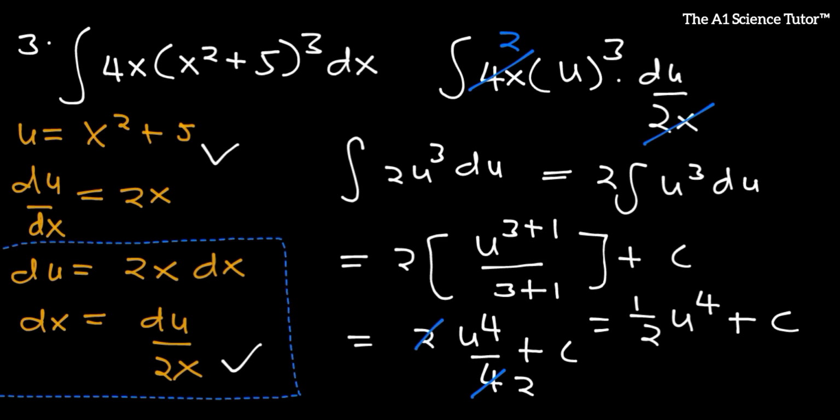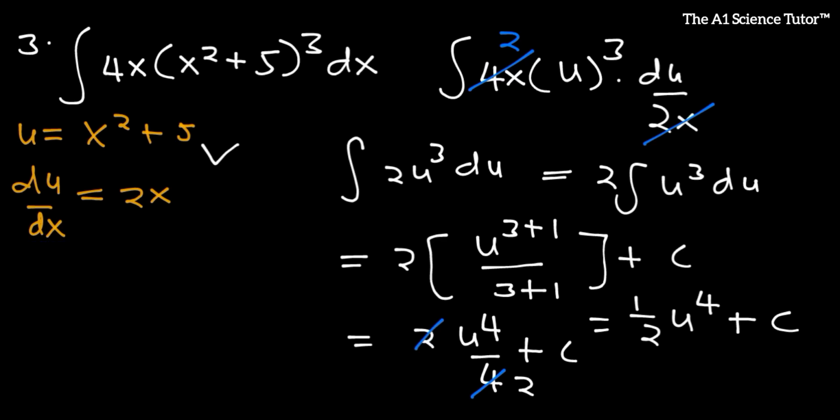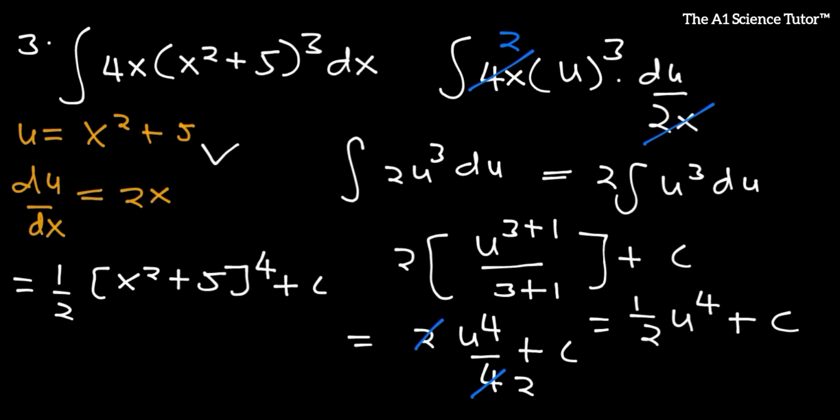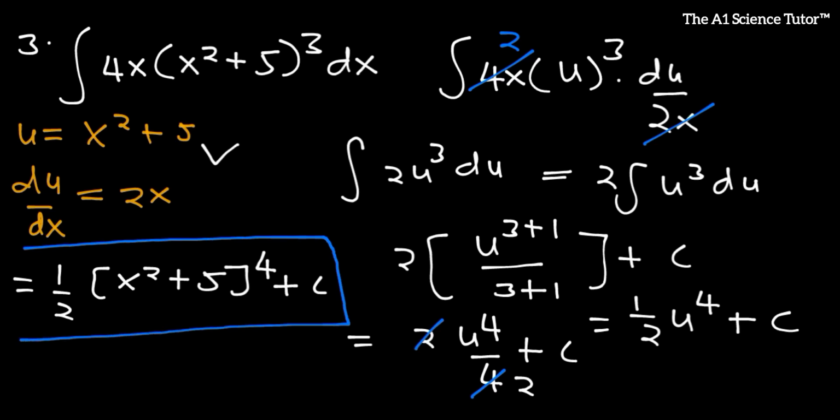Next up, we need to replace u with exactly what we know it to be. So that is actually x squared plus 5. So the answer, that is going to be 1 over 2, and we have x squared plus 5, which will be to the fourth, and this is going to be plus c. So this is actually the answer to the question.